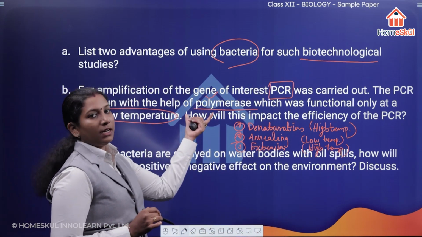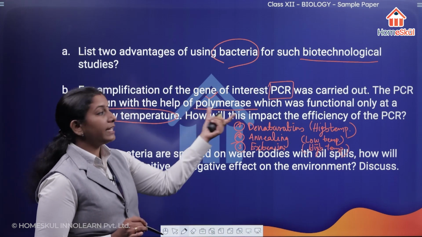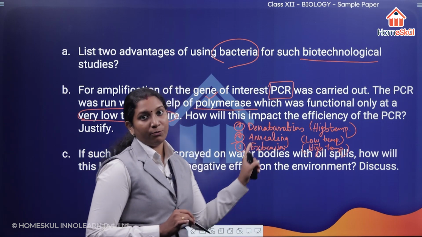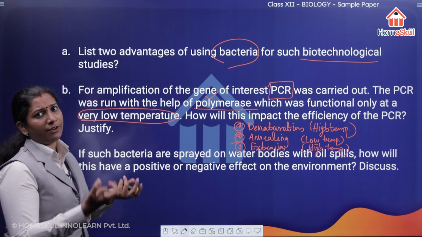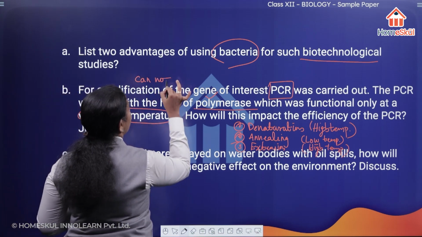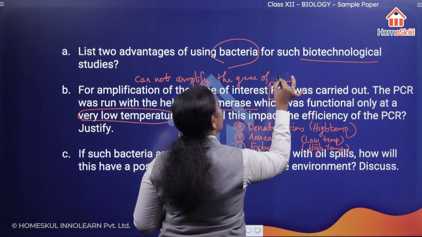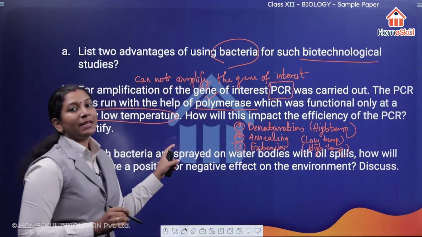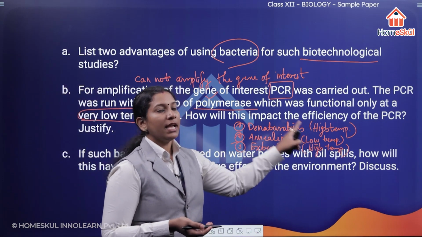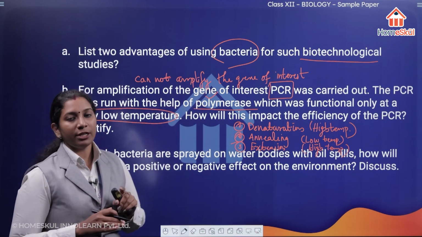But here in this reaction, we are using a polymerase enzyme which is active only at a very low temperature. So we cannot use it for the denaturation, the first step of PCR, and we cannot get any fragments. We cannot amplify the gene of interest. Because this polymerase enzyme is active only at a low temperature, when we apply a very high temperature for denaturation, the polymerase enzyme cannot withstand it. So it will not give any amplification of the gene of interest.